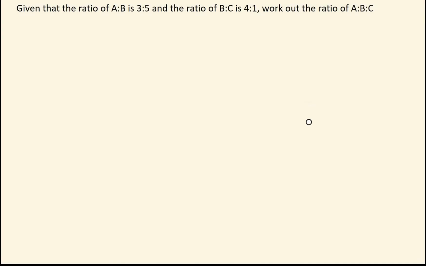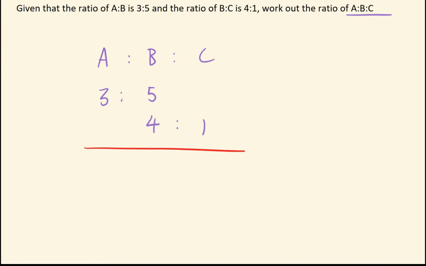All questions start from the same building block. You have two ratios: a ratio of A to B and a ratio of B to C. And we want to work out an overall ratio of A to B to C. The way to start is to fill in what we know underneath. So A to B was 3 to 5 and B to C was 4 to 1. And we somehow want to join these together to get one overall ratio.